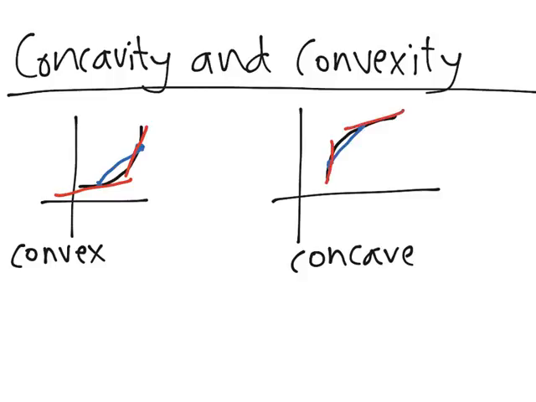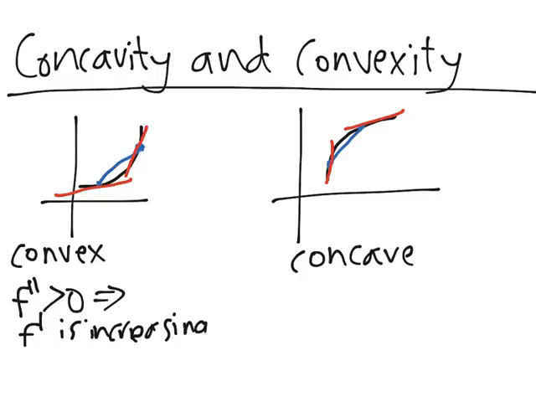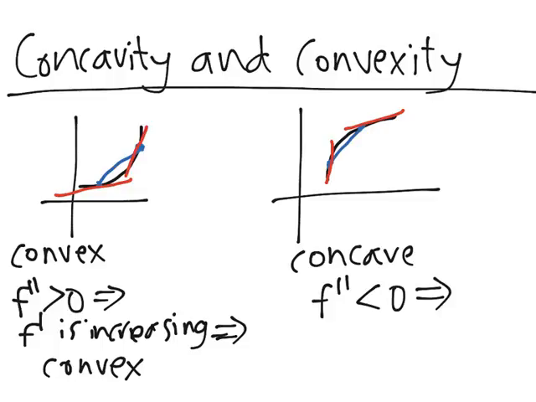However, because of what we already know about increasing and decreasing functions, we can say that if the second derivative of f is greater than 0, this implies that the first derivative is increasing, and this is exactly what it means for the function to be convex. Similarly, if the second derivative on this interval is less than 0 always, then the function is concave.